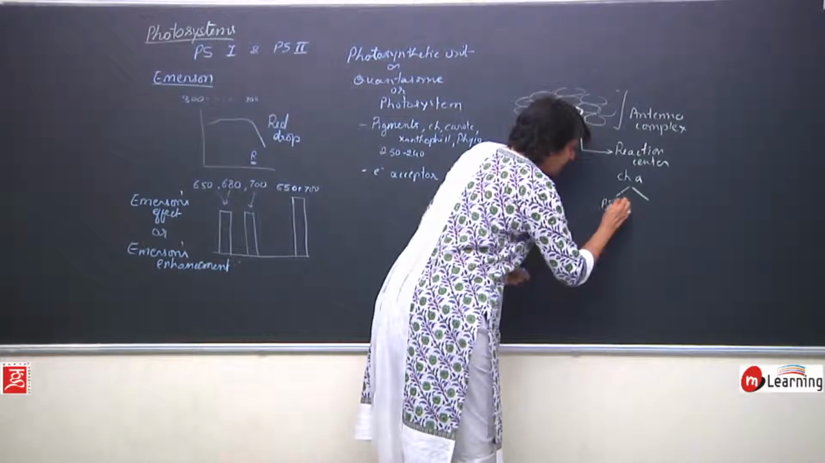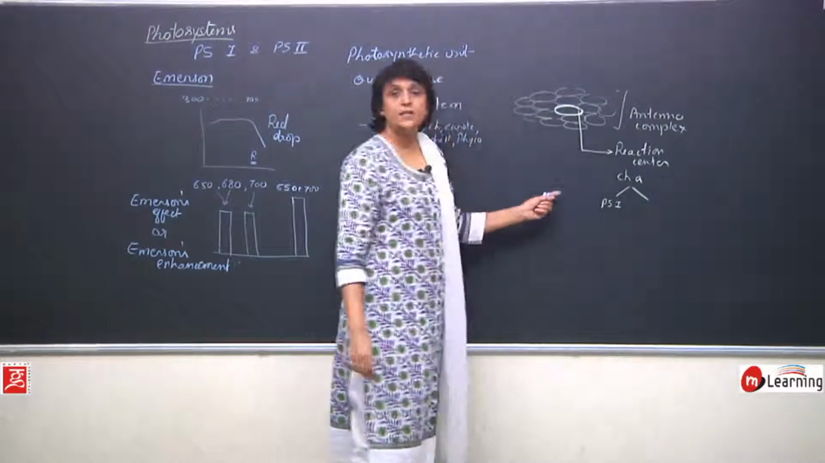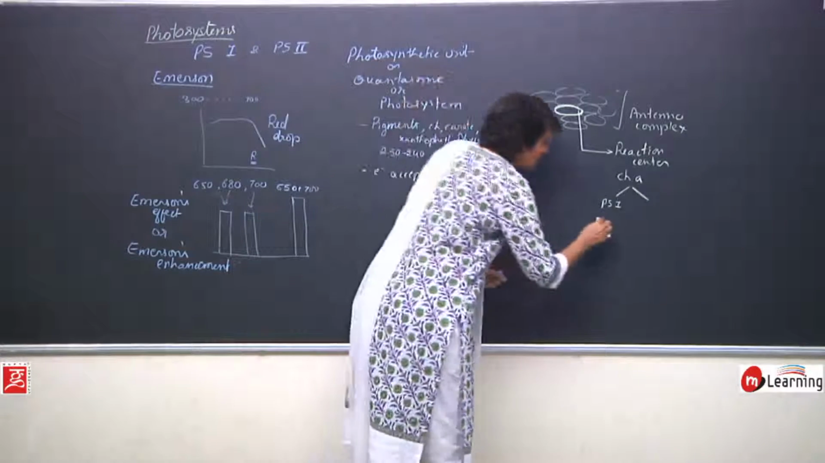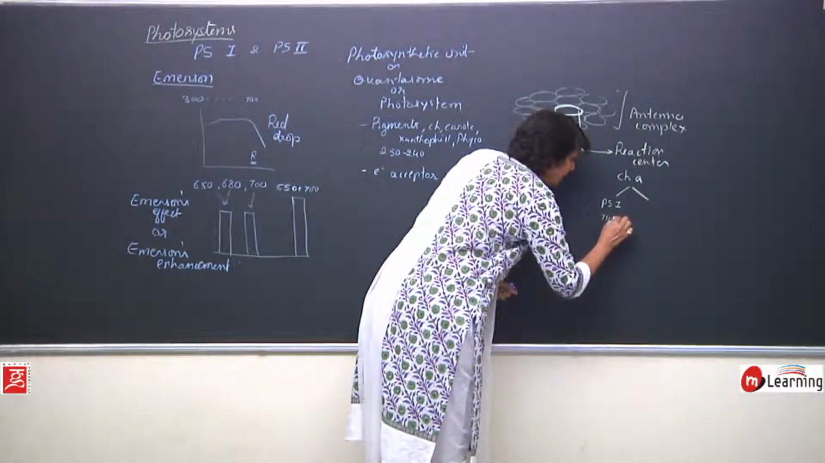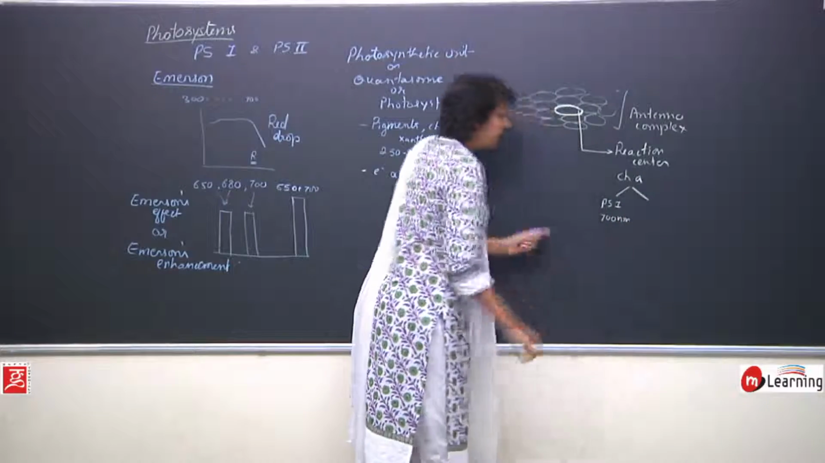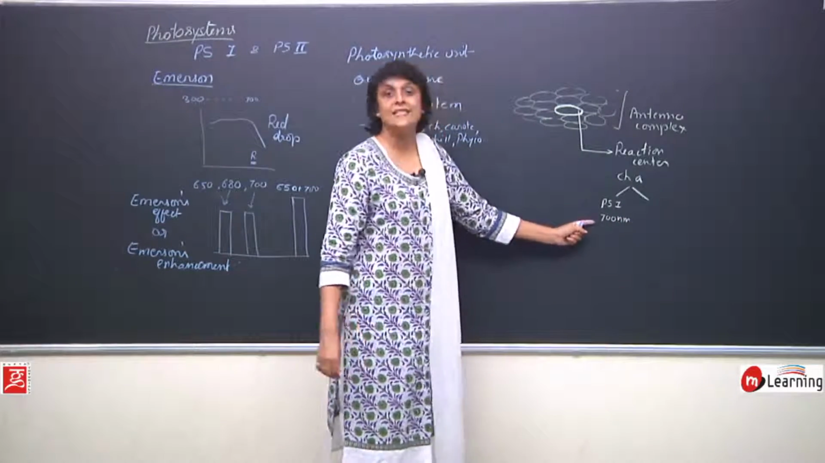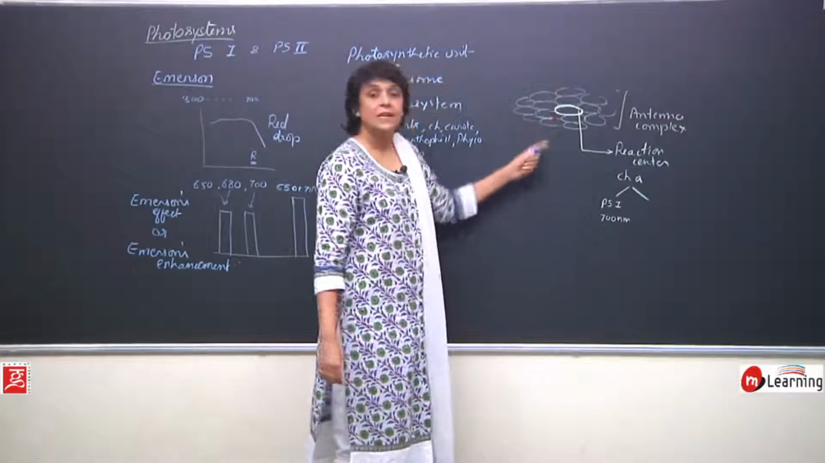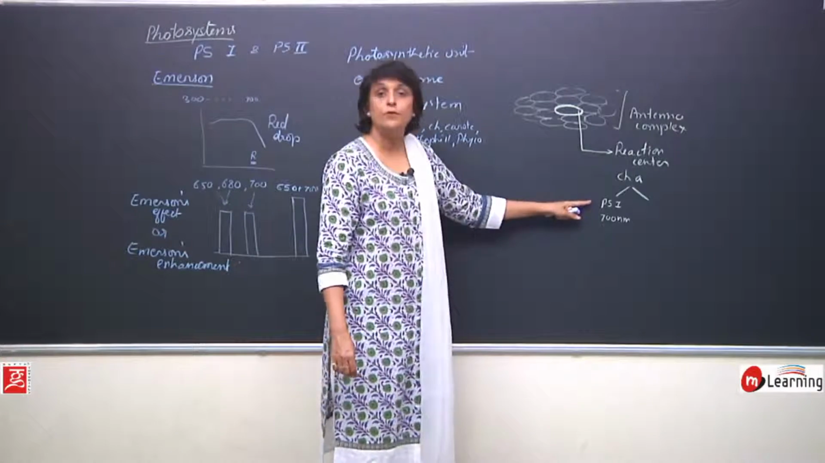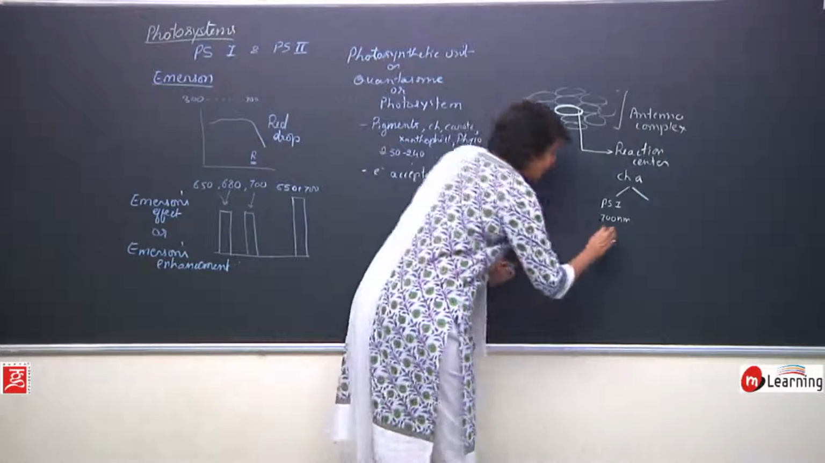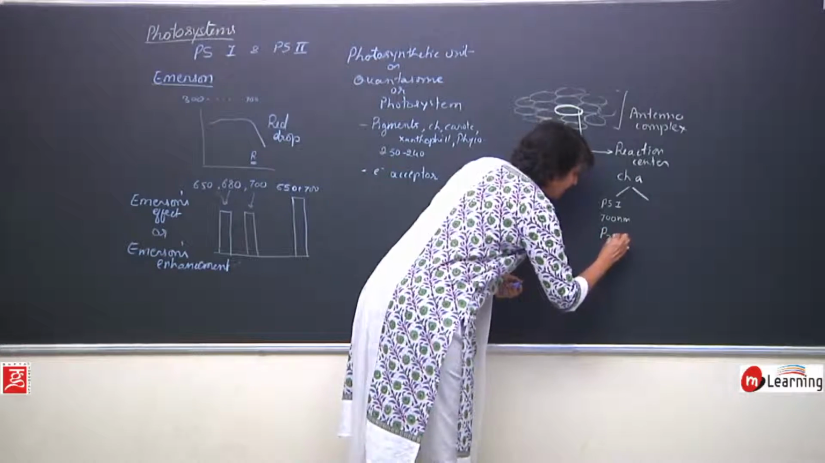In PS1, this chlorophyll A absorbs 700 nanometers, the wavelength absorbed by the chlorophyll pigment. If it is 700 nanometers, then this photosystem will become photosystem 1. It is written as P700.